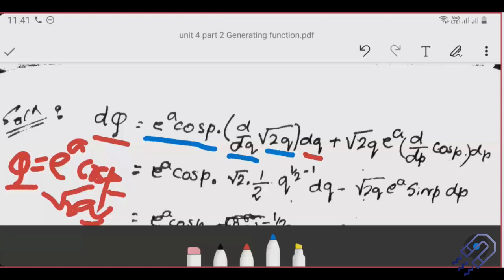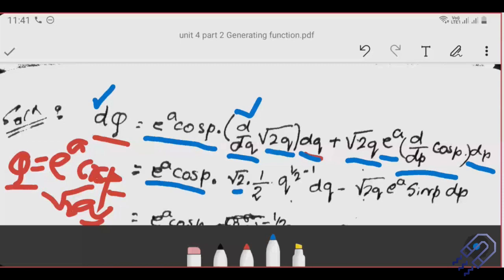But then there is no dq as such, so we just multiply it with dq, and then this d and this d is there, because of this. So we have this. In the second part, we can just take root 2q outside, e to the power a outside, and differentiate it with respect to p. So d/dp of cos p dp. Now everything becomes a bit simpler. So e to the power a cos p and d/dq of root 2q.